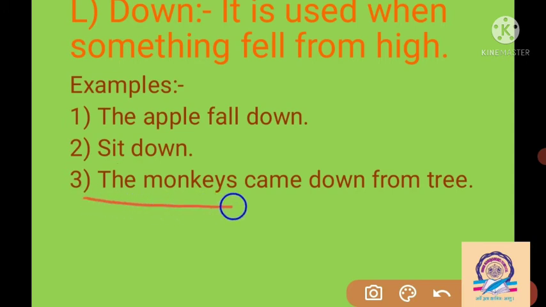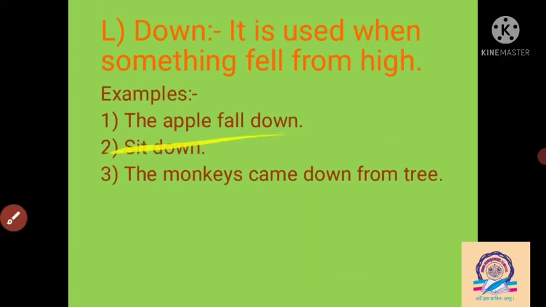Like, the monkey came down from the tree. Here the monkey came from the tree to the downside. So we have to use down when something comes down.